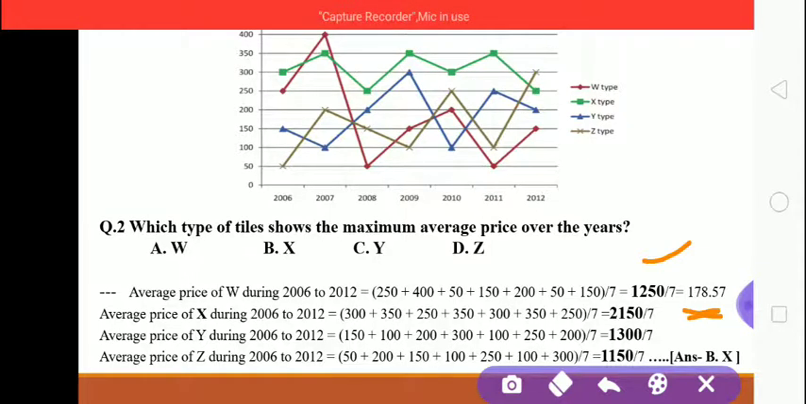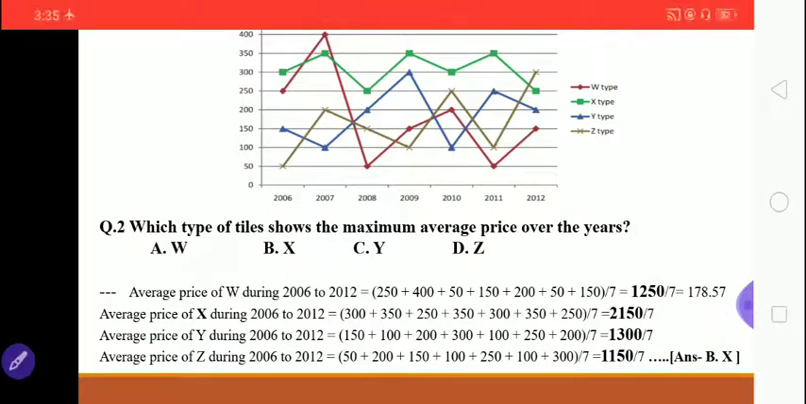So for W type from 2006 to 2012, the addition will be 1250 divided by 7. So 1250 is the addition. For the second, that is X type, 2150. For the third type it is 1300. For the fourth type 1150. So observe that the average price for X tiles will be maximum because their addition is maximum here. We need not calculate the exact value of the average, just by addition only I can get that this average will be maximum for X tiles. So option B is correct for this question.